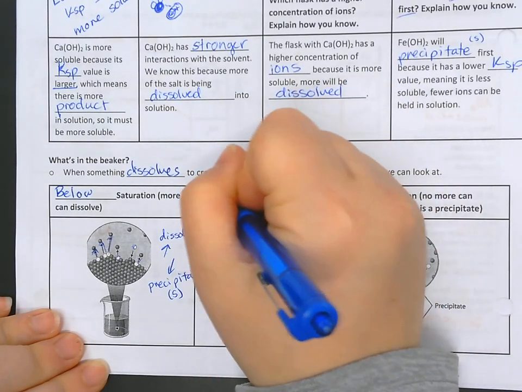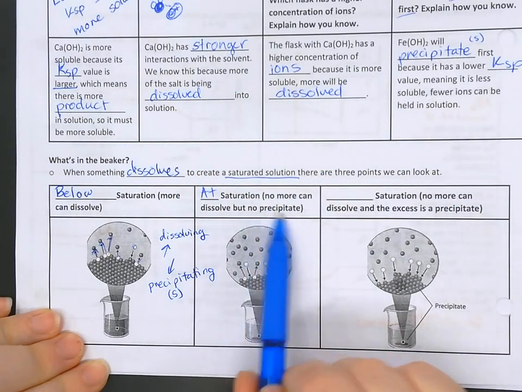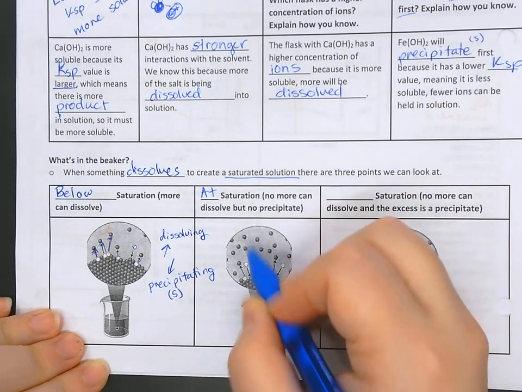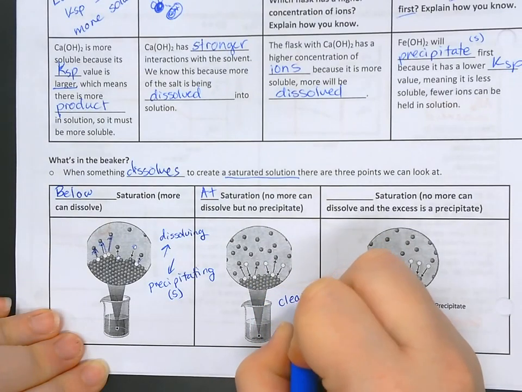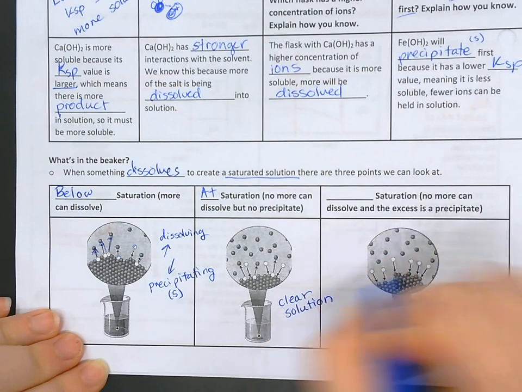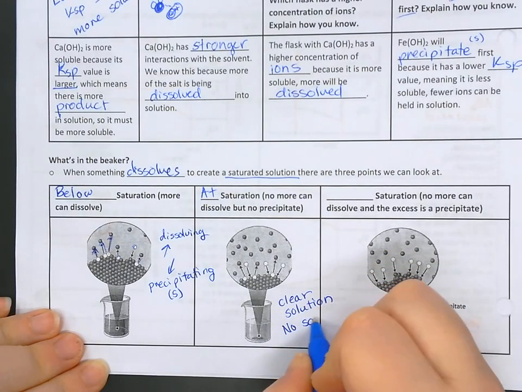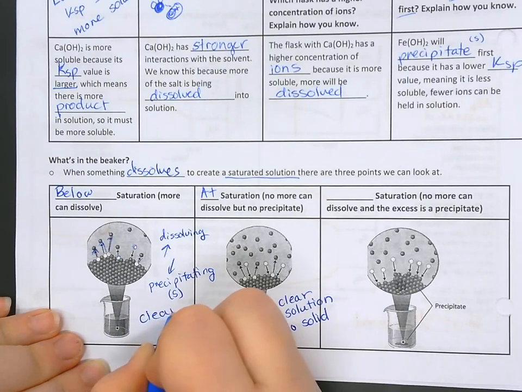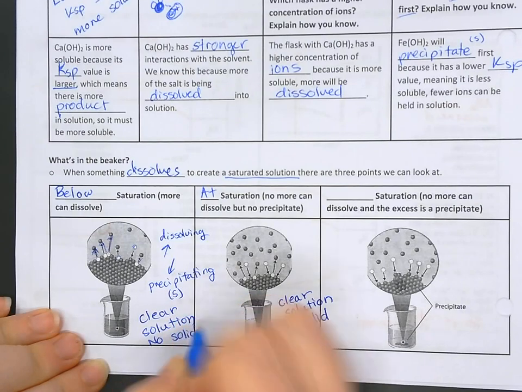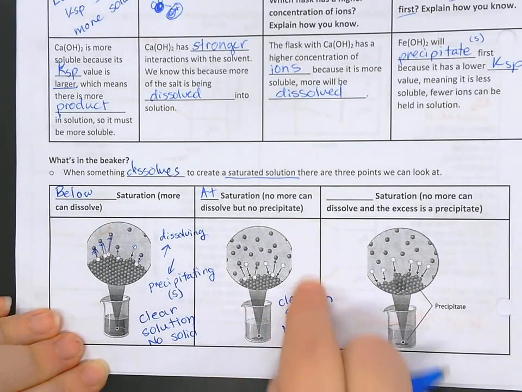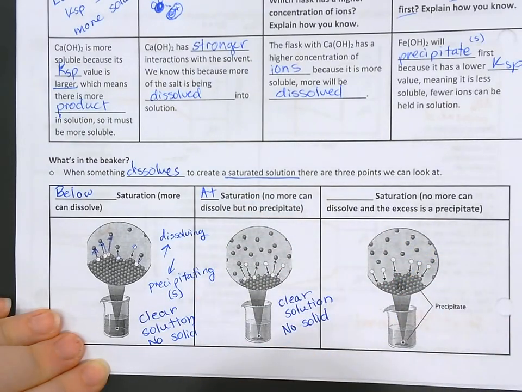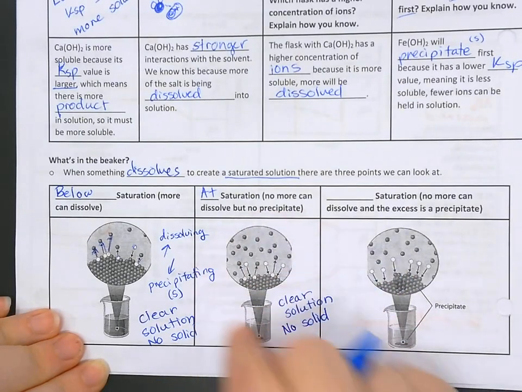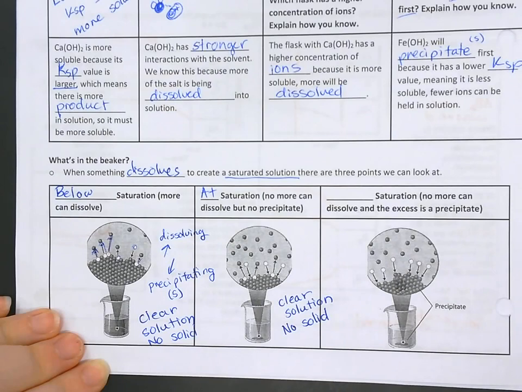Now, if we're right at saturation, no more can dissolve, but there's no precipitate. So all of our ions have dissolved, but we're not forming any more precipitate. So it's a clear solution. Clear as in there's no solid at the bottom. Okay, this would also be a clear solution with no solid. So it is a little hard to tell the difference between these. The only way to tell if we're at saturation is if we add a little bit more of our solid and it doesn't dissolve. That tells us we were at saturation. But it's kind of hard to tell the difference between them.